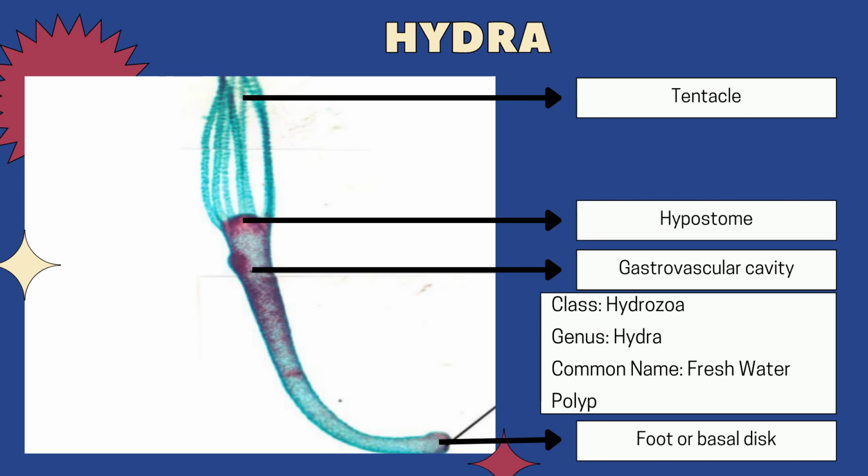This is an organism called hydra, also known as freshwater polyp. In this picture, we can see its slender finger-like tentacles, the hypostome, gastrovascular cavity, and its foot or basal disc that attaches itself to a substratum, and it also secretes a gas bubble for floating. It can be found in pools, freshwater, and quiet streams, commonly attached on the underside of leaves of aquatic vegetation.